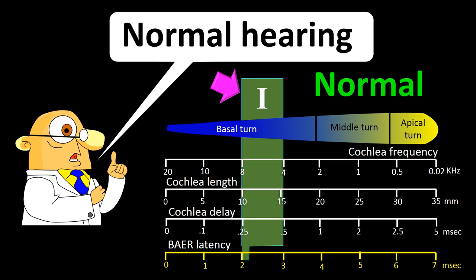In a normal patient, wave 1 is generated by frequencies in the 8 to 4 kilohertz, corresponding to an area starting at about 10 millimeters from the start of the cochlea, that corresponds to a cochlear delay in the production of wave 1 of about 0.25 milliseconds, which translates to a wave 1 in the brain auditory evoked response with a latency of about 2 milliseconds from the stimulus.